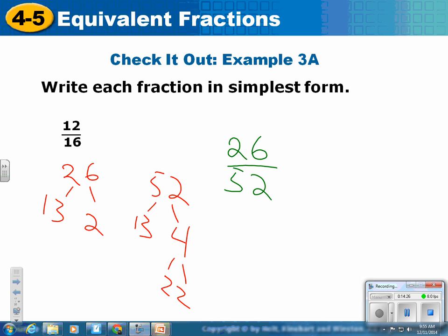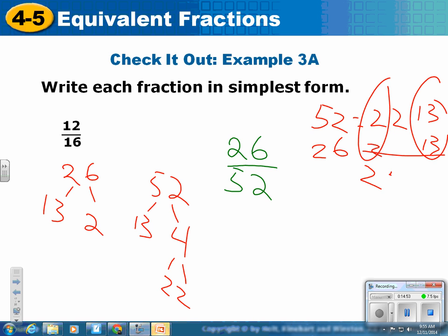I'm telling you, you need to find the greatest common factor. So you make your little list. You got 52, you have 2, 2, and 13. And then my next one is 26. I have 2 and 13. So my full columns are 2 and 2 times 13, which is 26. My actual greatest common factor for those two numbers is 26. So I should be able to divide top and bottom by 26.